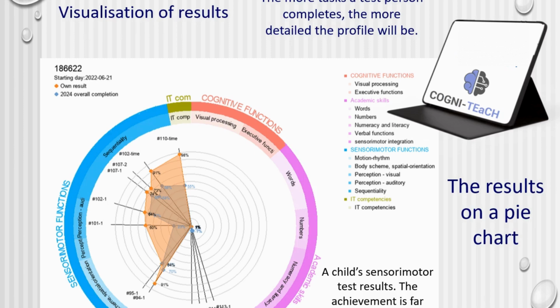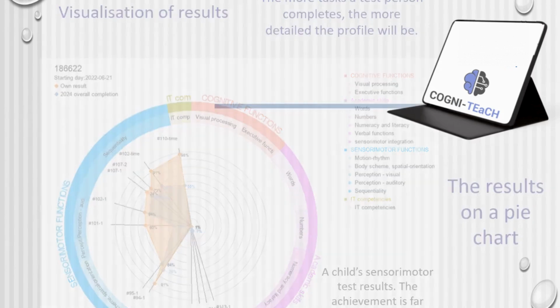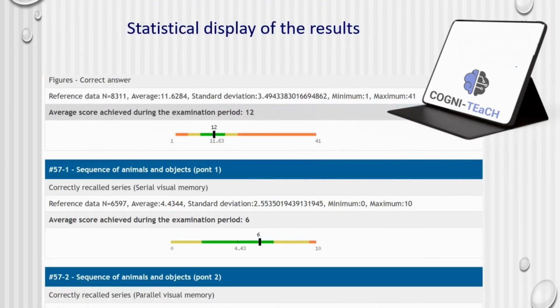This sample chart visualizes a young child's performance on the sensorimotor tasks. The pie chart shows that the child exceeds the reference values in all aspects of sensorimotor development. Further down the page, the individual's results are displayed in relation to the reference values.